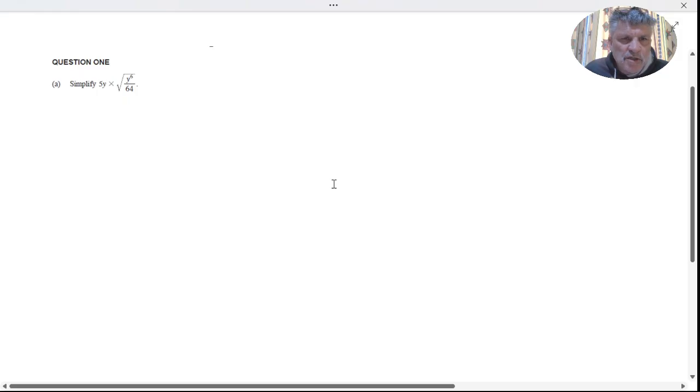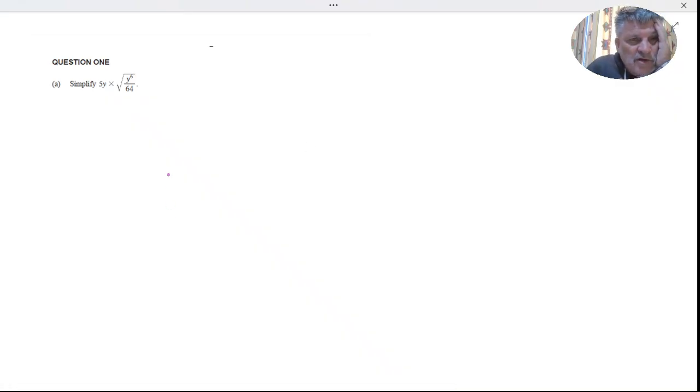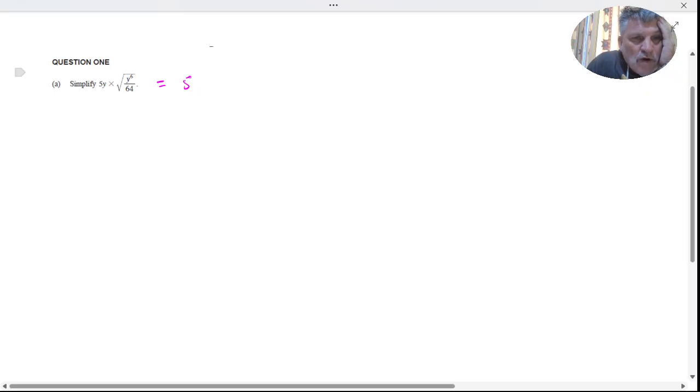The first question is going to be a little bit controversial, and controversial basically in the first step. So to simplify this, you need to take the square root of the y to the power of 6 over 64 term under the square root sign there. So we get this is equal to 5y. The square root of 64 is no problem. That's going to be over 8. The square root of y to the power of 6 is a problem.